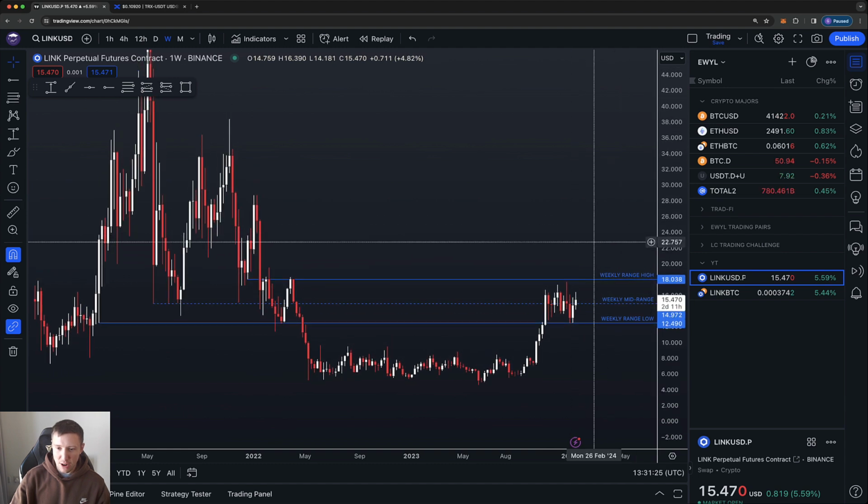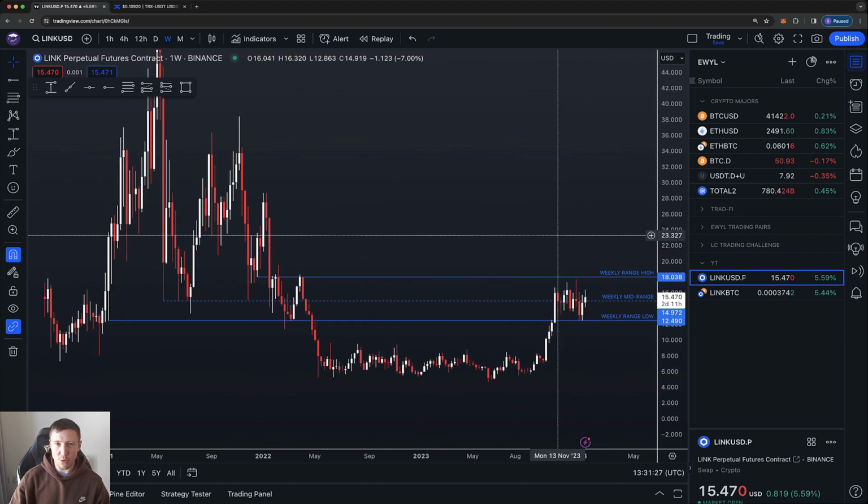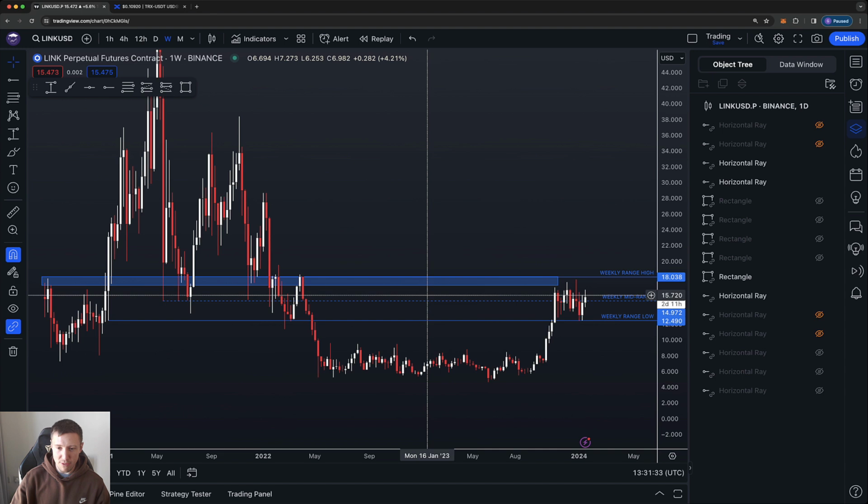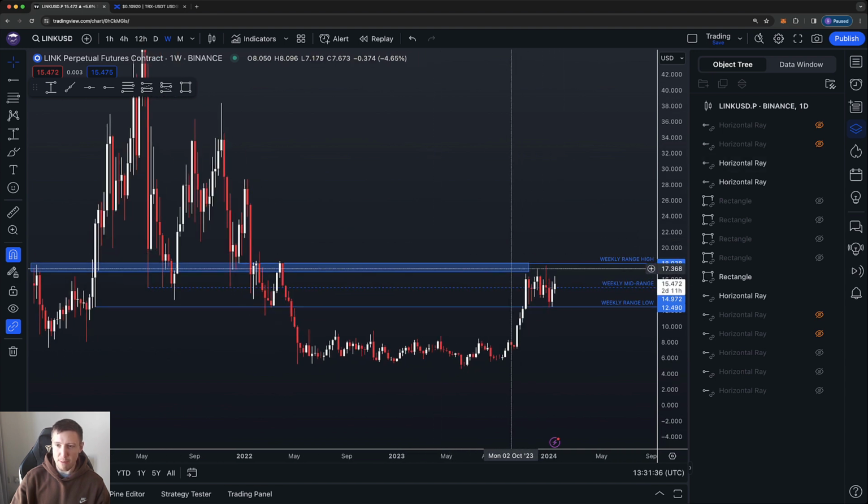So let's take a look then at what some potential TP areas could be. The first one should be this one. And as I said in the previous video, this was obviously my TP2 area.